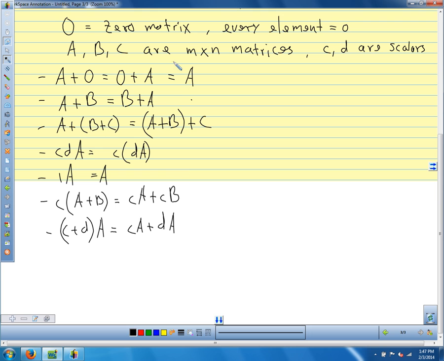So questions on our properties. Just like properties of real numbers, we just have matrices. The only difference is we're dealing with a zero matrix, not the number zero. All right.